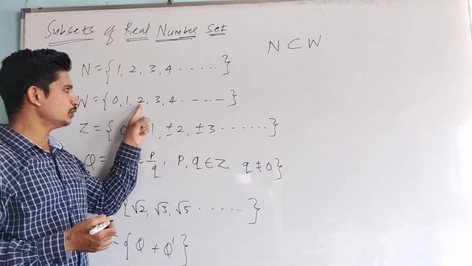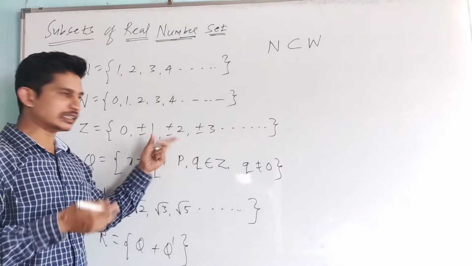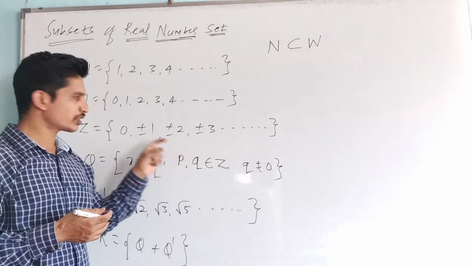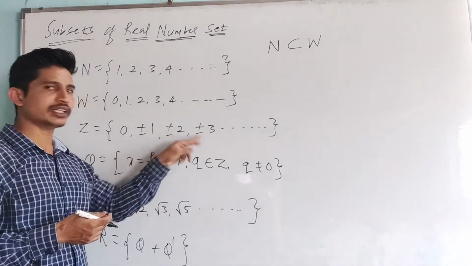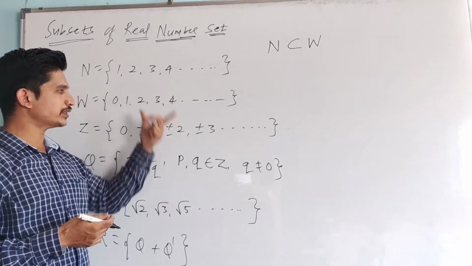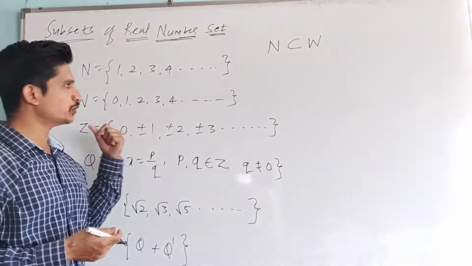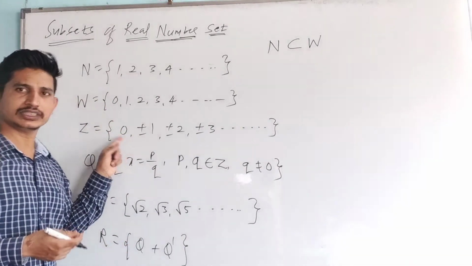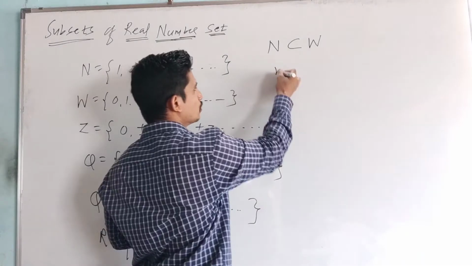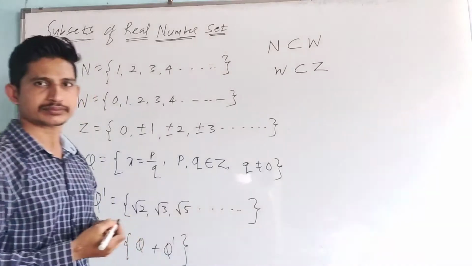Now see, all the whole numbers are present in the integers. 0, 1, 2, 3, 4, all these numbers are here, plus negative numbers are also there. Positive numbers are there and extra is negative numbers. So all the numbers are present here. This is the biggest set, and this is the smaller one. So we can say that W, the whole number set, is a subset of the integers.